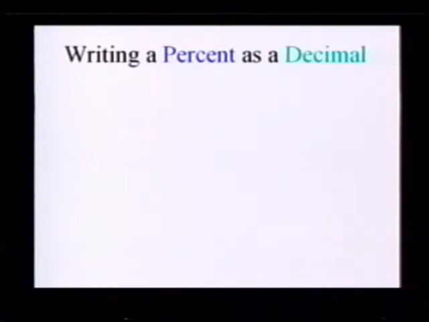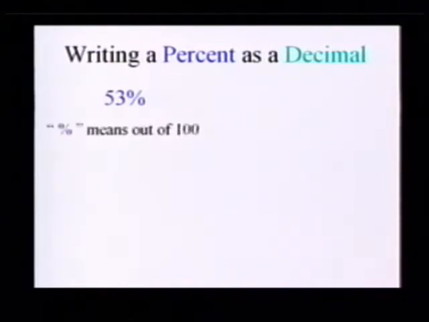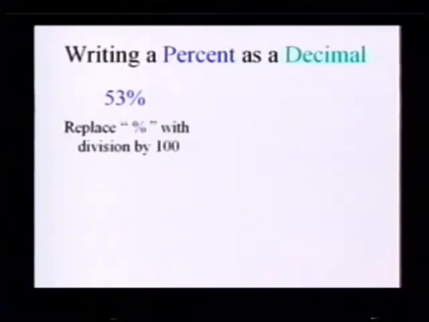Okay, let's work backwards. How do we write a percent as a decimal? Let's see, 53% really means percent out of 100. So let's replace that percentage sign with a division by 100, because that's what it means.